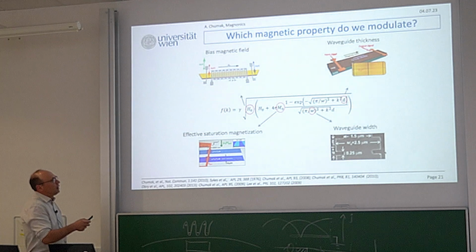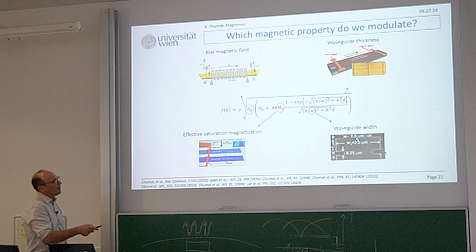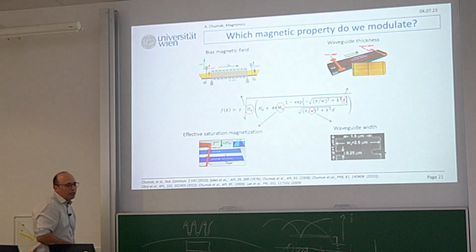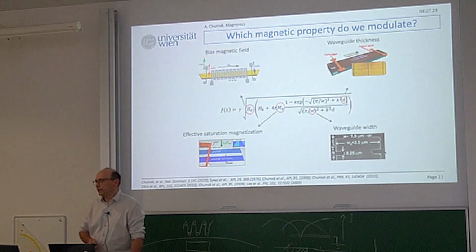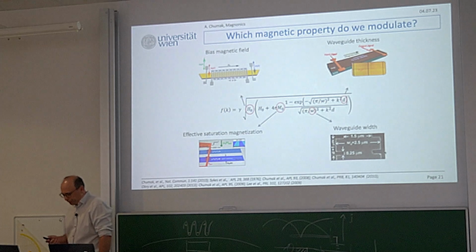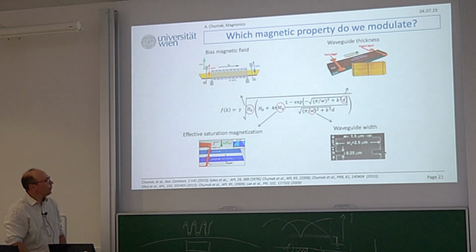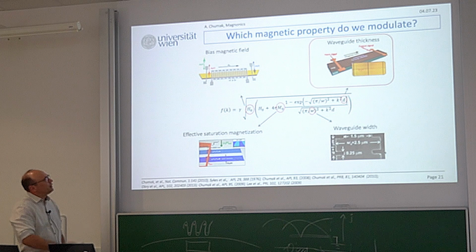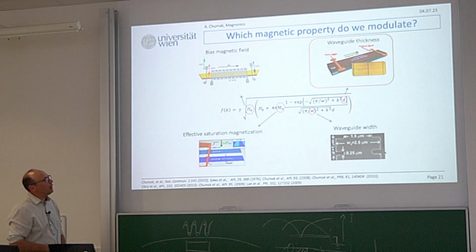So, that's some of them we will discuss today. You can change the field periodically, you can change the saturation magnetization, you can change the width, or you can change the thickness. All of them work as good magnonic crystals, and you have many advantages in how you can do it. Let's start with the most classical one.